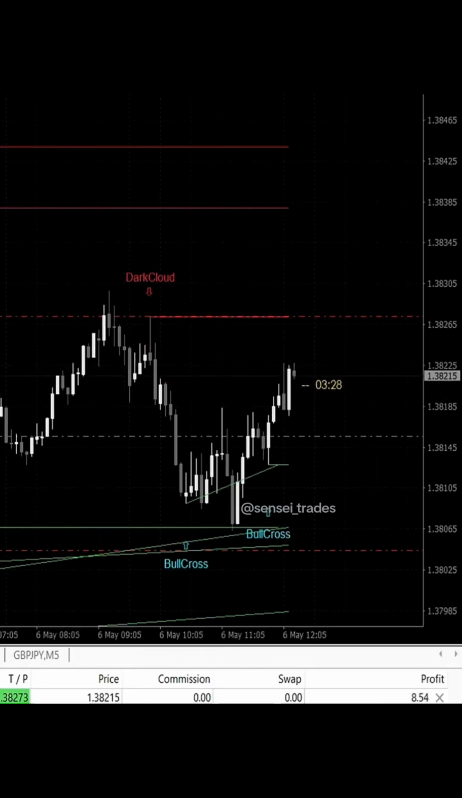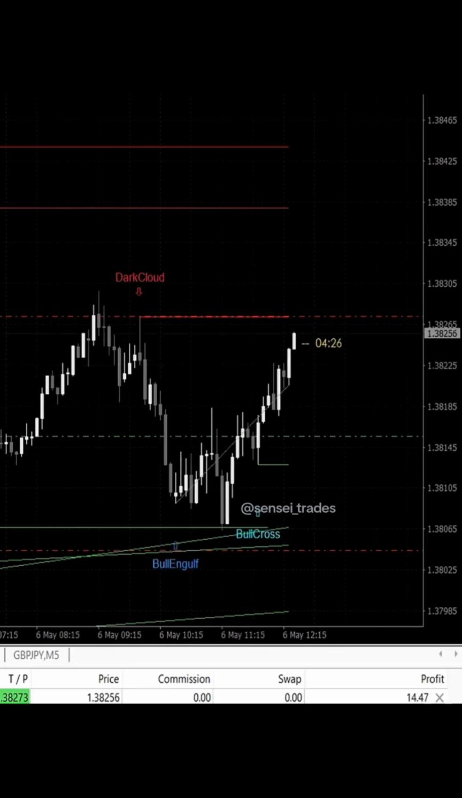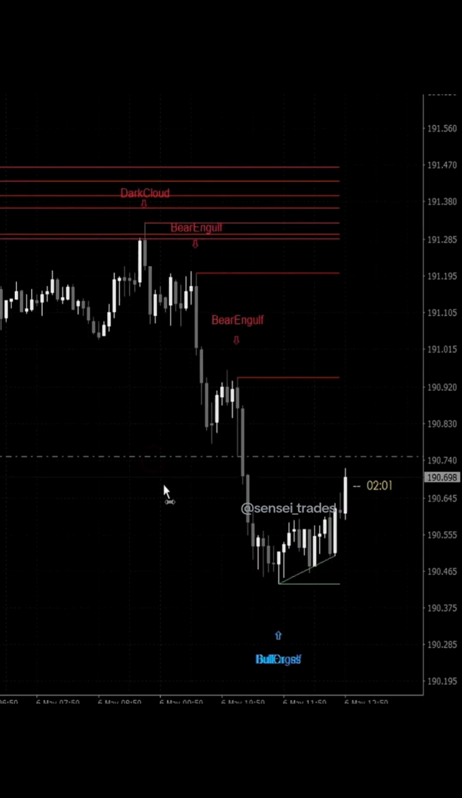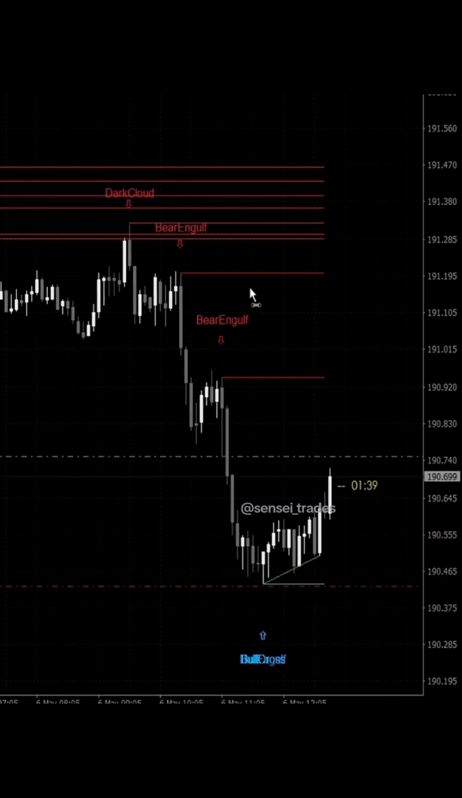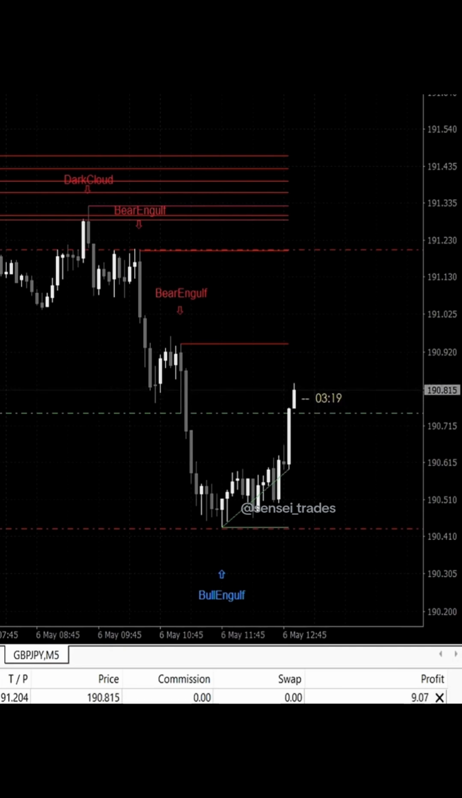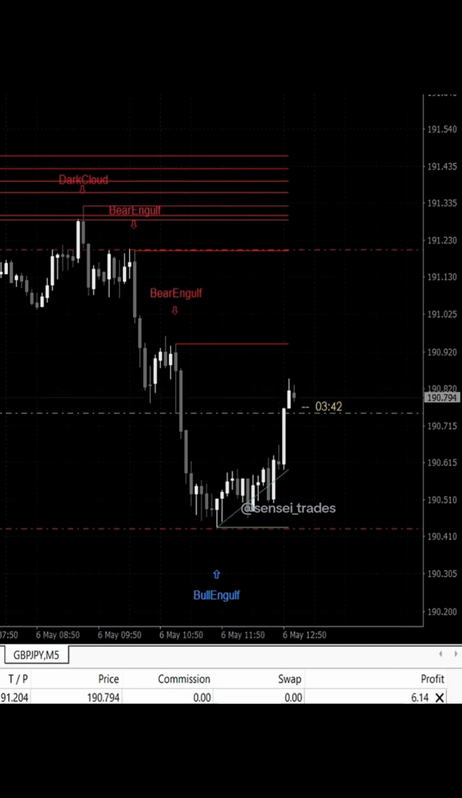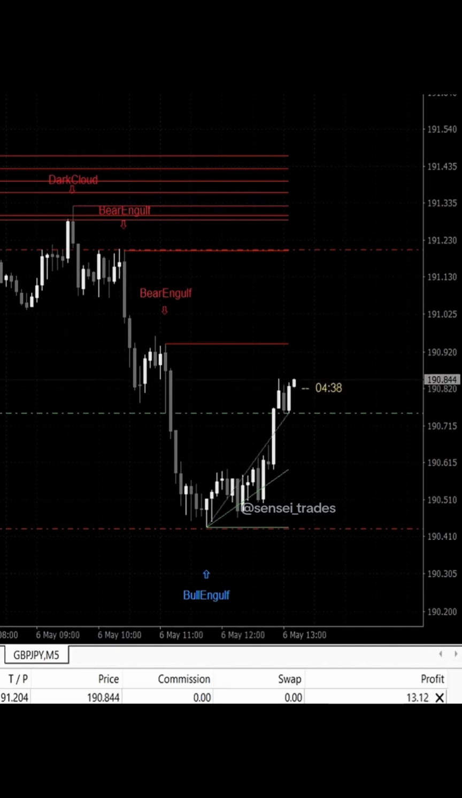Now, let's jump to the charts and watch a live trade example using this exact method, so you can see the results in real time. As you can see on the chart, this is a perfect buy trade setup based on our strategy. The price has bounced from a clear support level, and we've got confirmation with a bull cross and a bullish engulfing pattern, both strong reversal signals. So, we've placed our buy trade right here. Our stop loss is set just below the previous low, and our take profit is targeting the next resistance level. This setup gives us a strong risk-reward ratio and a clear plan to follow.